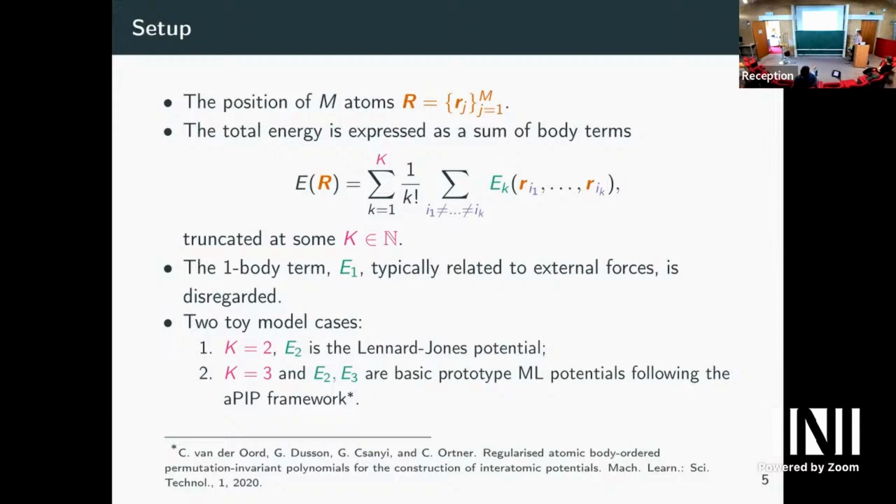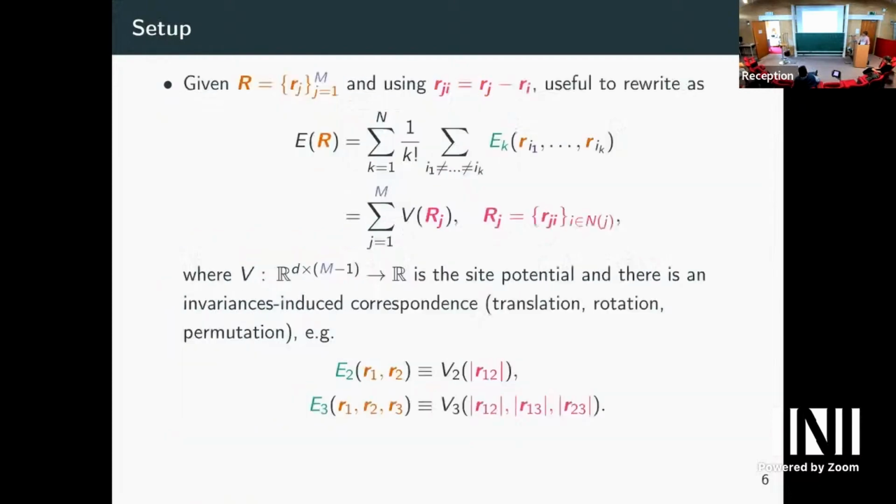Typically, the one body term is related to external forces, so for the sake of presentation, we disregard it. And in our work with Angela, we just looked at the model case of a Lennard-Jones potential. Later on, we also looked at a prototype machine learning potential, and I'll mention that at the end of this part.